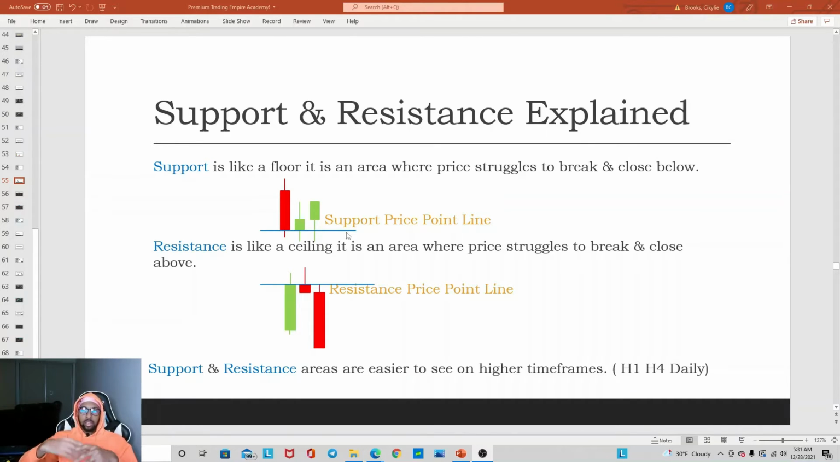It's like art. It's like a pattern. It doesn't just move however it wants to move. It's going to have a certain amount of structure to it, market structure.